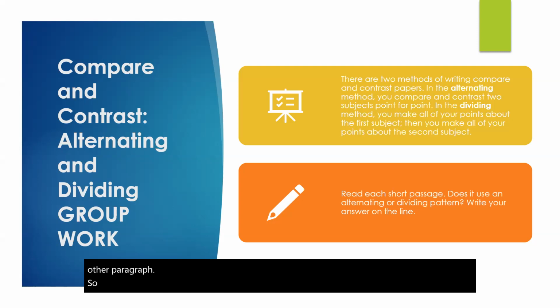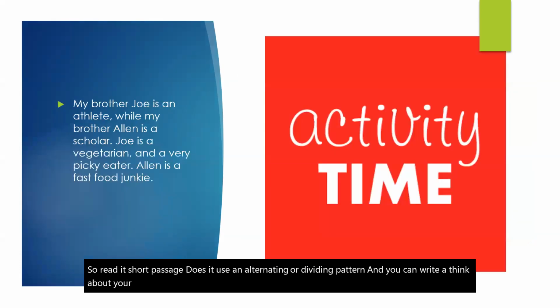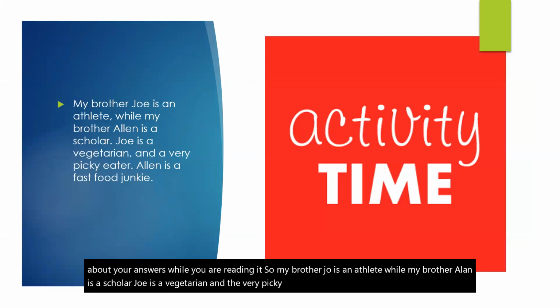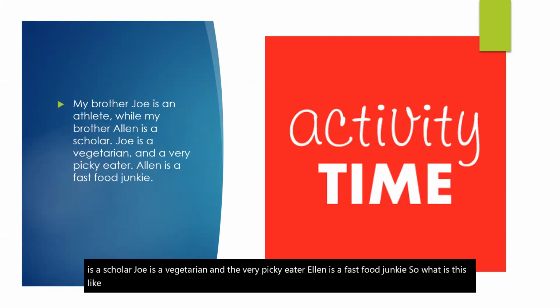So read each short passage. Does it use an alternating or dividing pattern? You can think about your answers while you are reading it. My brother Joe is an athlete, while my brother Alan is a scholar. Joe is a vegetarian and a very picky eater. Alan is a fast food junkie. So is this the alternating method or the dividing method?